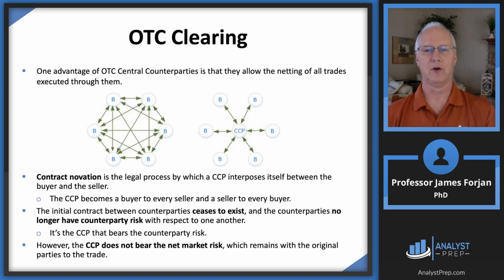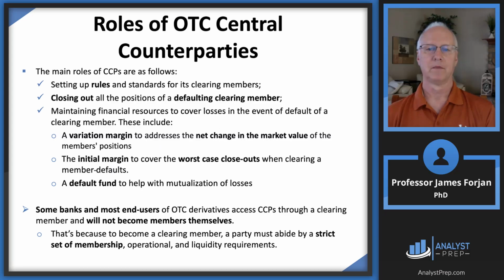Let me go back here. So what if the party up in the northeast corner defaults? Notice that if we had that bilateral arrangement, that northeast corner party may default on one or multiple of those trades. Well, then all of those flow right through the central counterparty, which bears this third-party risk, this counterparty risk. So how do we handle that?